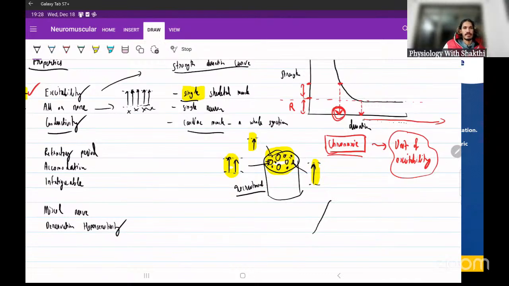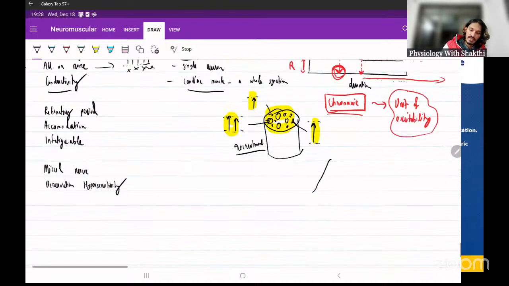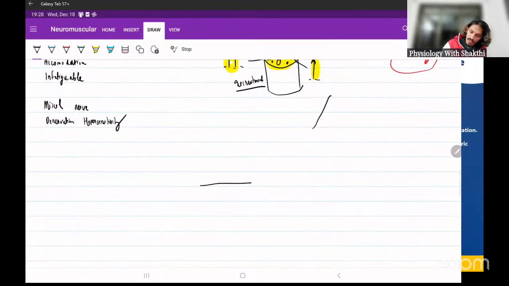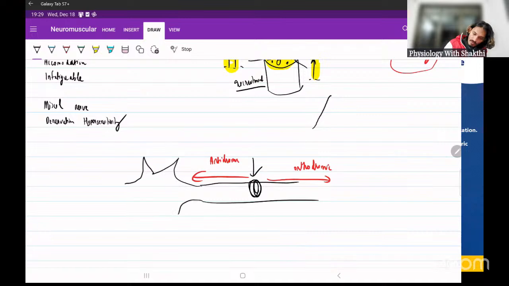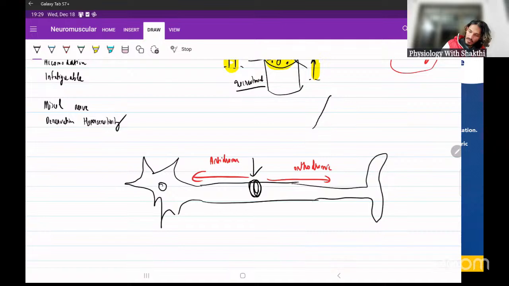Now, conductivity. When you talk about conductivity, when you stimulate a nerve, for example, at a resting point, the action potential which develops here can go in two directions. It can go orthodromic or antidromic. So in one direction, we have the axon terminal. The other direction, we have the dendrites.